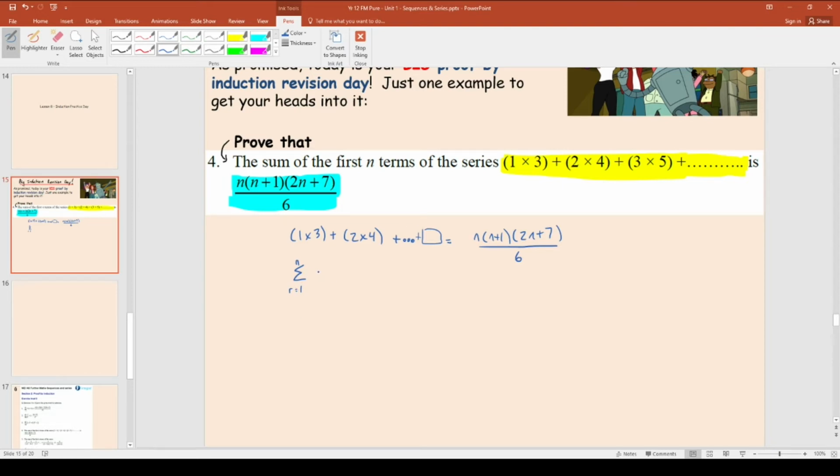Now, you just have to come up with the pattern. If you look just at the first term, this one's a 1, this one's a 3. This one's a 2, this one's a 4. The first term has a 1 there.